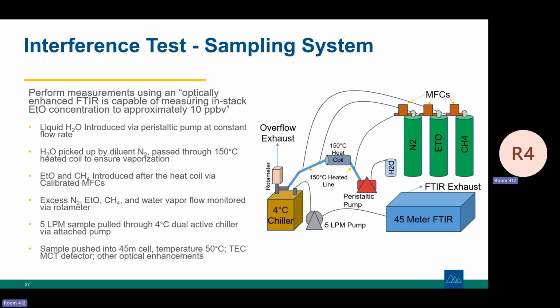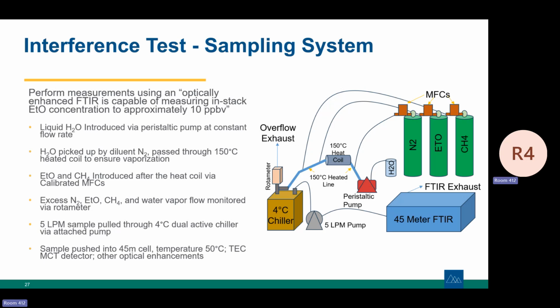This is a general setup of the instrument, the entire setup for the interference testing. You can see the water was introduced via a pump at a constant flow rate, picked up by the nitrogen, and went through a 150-degree coil to make sure everything was vaporized. The methanol and ethylene oxide were then added to that and passed through a pump. Everything was monitored via the rotameter.